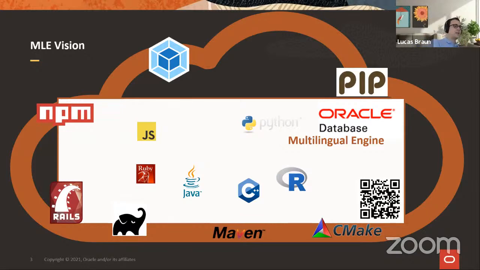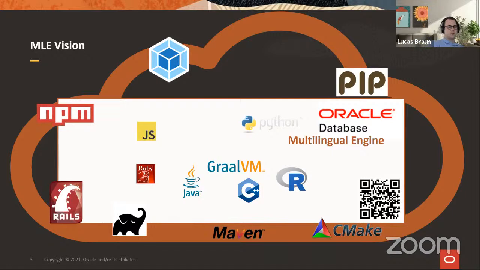Now, the key enabling block of the Multilingual Engine as it is today, and as it will most probably be in the future, is GraalVM. GraalVM is a product that came out of Oracle Labs. Also, the Multilingual Engine is developed by Oracle Labs, and Oracle Labs is basically the research and development branch of Oracle. Just to mention that as well.